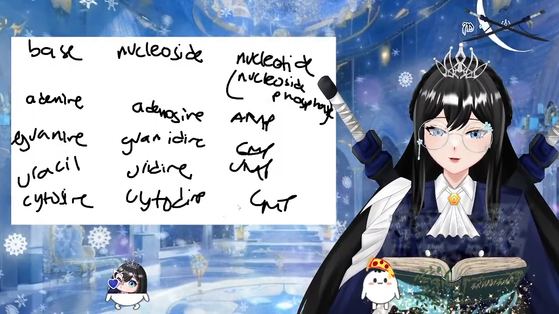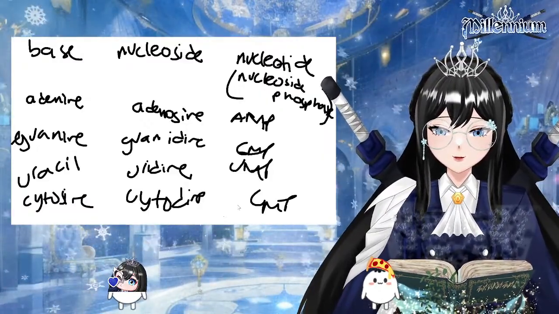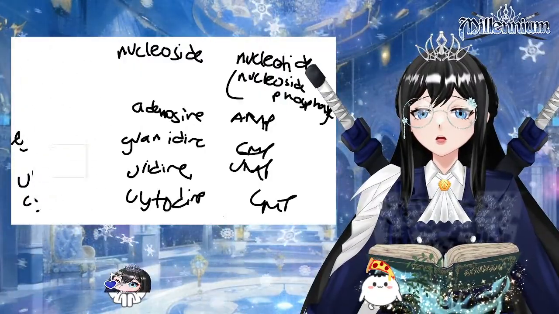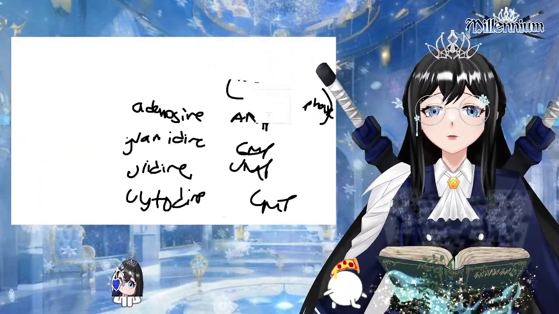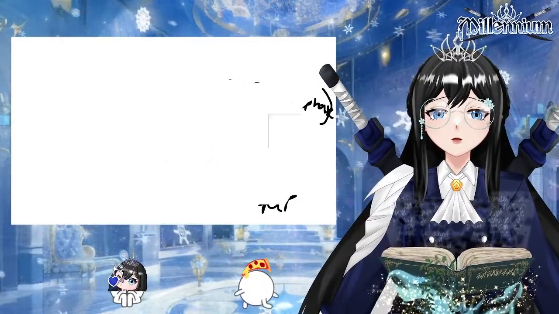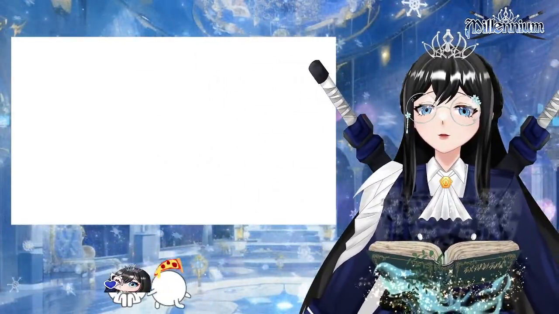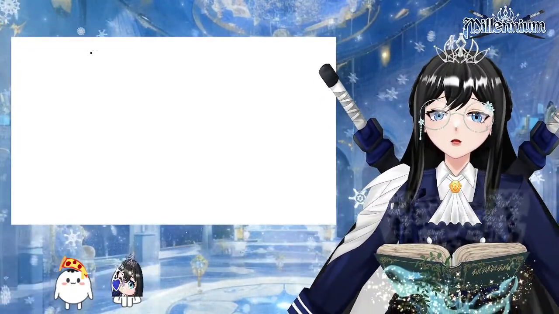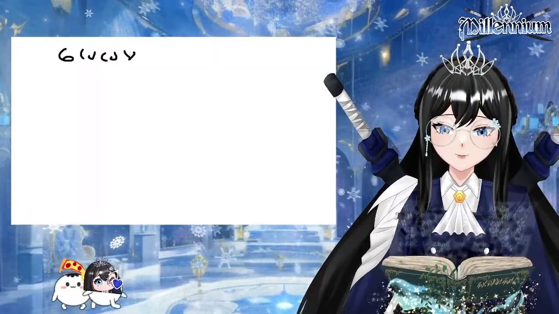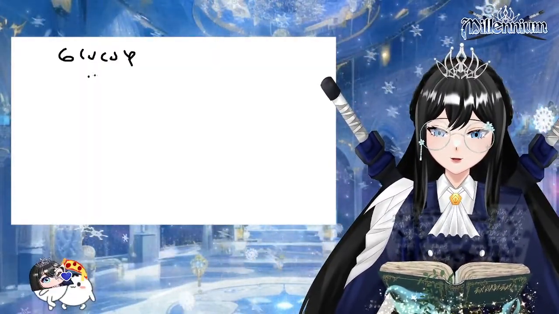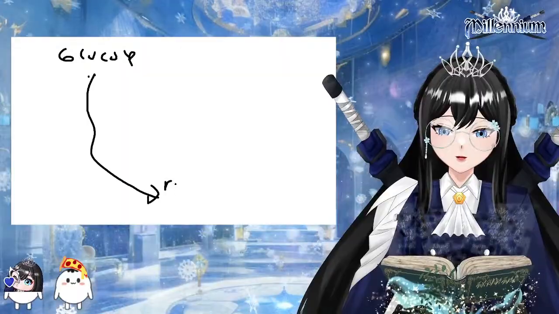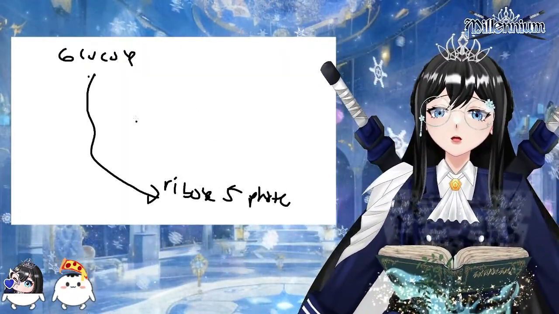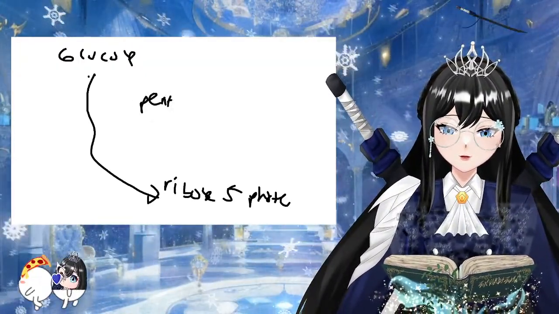Alright, so how do we synthesize nucleotides? Because the stream title does say metabolism. Erase these first. Okay, good. So, you first have glucose. We start with glucose. And then, after a lot of steps, you make ribose 5-phosphate. And that is generated through the what pathway? Pentose phosphate pathway.